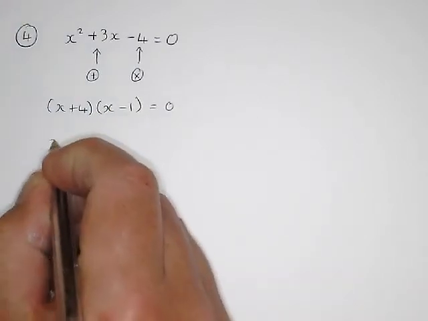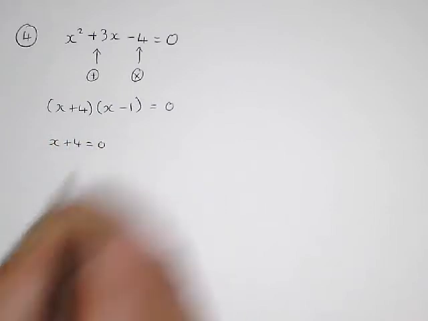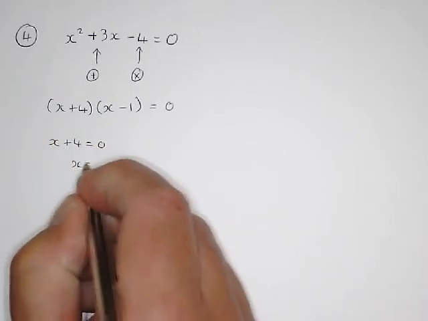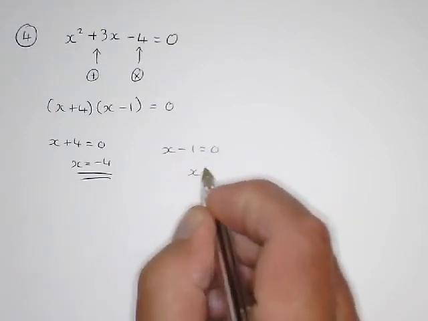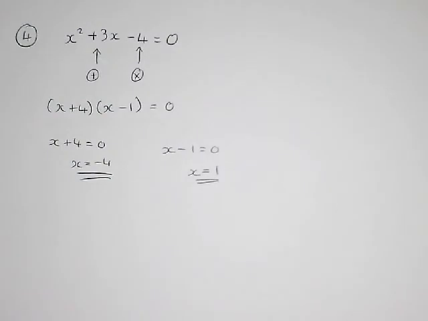And then when we go ahead and solve x plus 4 equals 0, this gives us an answer of x equals minus 4. And when we solve x minus 1 equals 0, it gives us an answer of x equals 1.